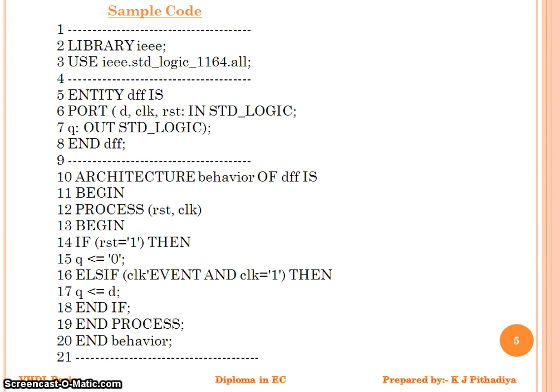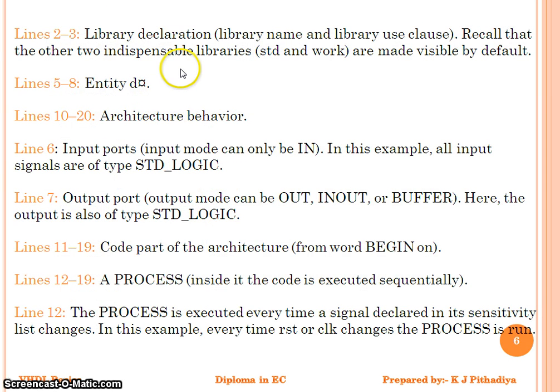Here we can see that the lines 2 and 3 are considered as declaration. Lines 5, 6, 7 and 8 are considered as entity, where you are defining input and output pins. The data type you use is std_logic. The next part, the most important, is the architecture. You are describing how the program behaves, writing the function within this span, which is lines 10 to 20. That gives you the architecture of the sample code. Now we'll go for the next.